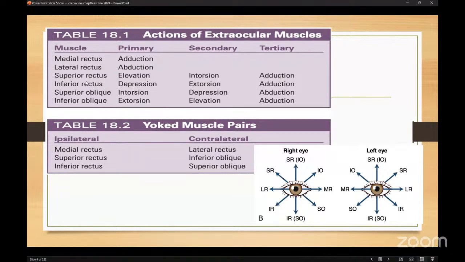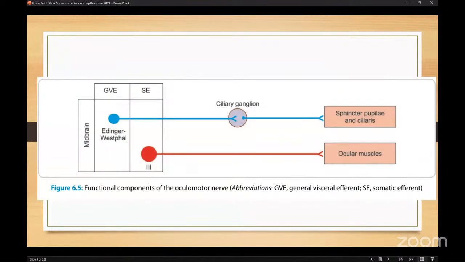Whereas the primary action of the oblique eye muscles, that is superior oblique, is intorsion, and inferior oblique is extorsion. The secondary action of superior oblique is depression, and inferior oblique is elevation. These are the yoke muscle pairs: medial rectus with the contralateral lateral rectus, superior rectus with the inferior oblique, which cause elevation, and inferior rectus with the superior oblique, which cause depression. So this is about the third nerve.